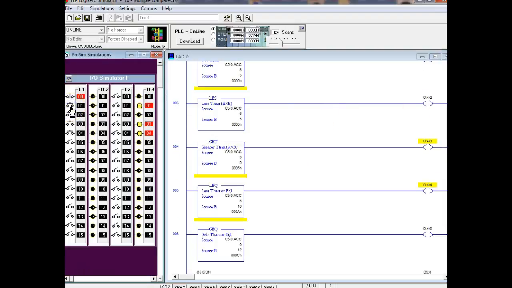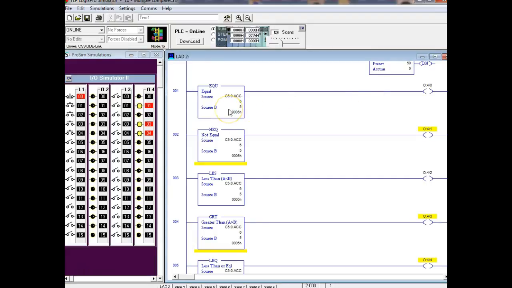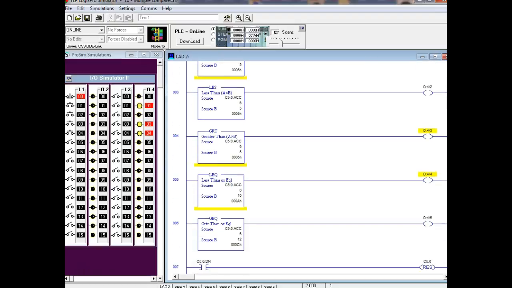So here's 6, right? Of course, now it's swapped around. Is it equal to 5? No. Is it not equal to 5? Yes. Is it less than 5? No. Is it greater than 5? Of course, these are going to be true the rest of the time. Is it less than or equal to 10? Okay. Is it greater than 12? Okay.